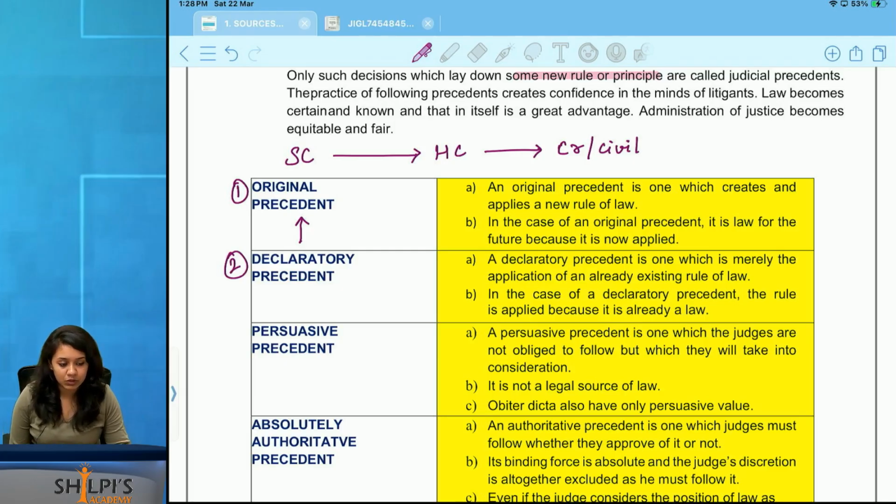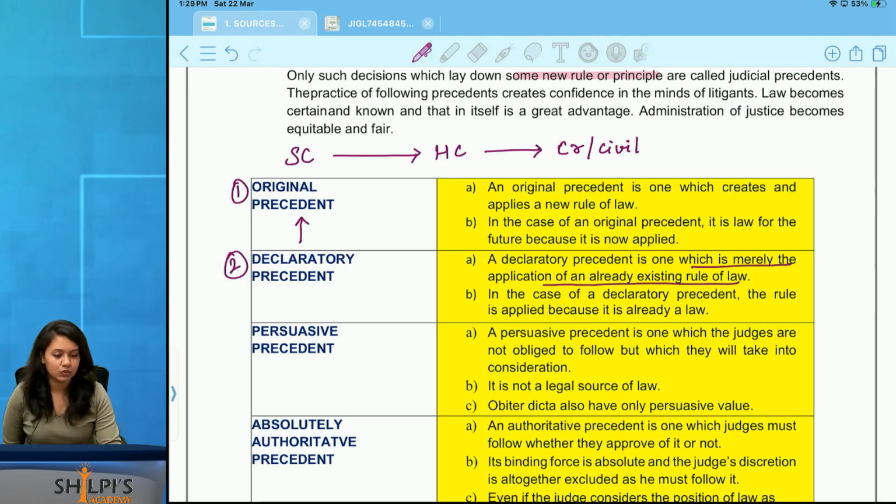However, if a criminal law court gives a decision, then the Supreme Court is not bound to follow it, because the power flows from top to bottom. And so, we can say that when a high court is giving a decision, it may consider if the Supreme Court has already given a decision on the same, if it has already given an original precedent on the same, and it will simply repeat what the Supreme Court has already said. So, we can see that a declaratory precedent is one which is merely the application of an already existing rule of law.